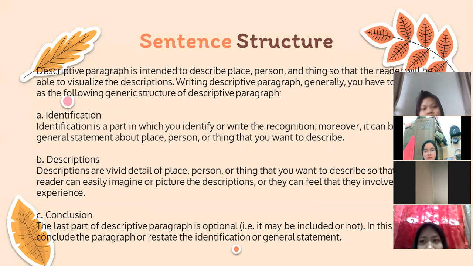Sentence structure. A descriptive paragraph is intended to describe a place, person, or thing so that the reader will be able to visualize the descriptions. Writing a descriptive paragraph, generally you have to regard the following generic structure of a descriptive paragraph. A. Identification. Identification is a part in which you identify or write the recognition. Moreover, it can be a general statement about the place, person, or thing that you want to describe.